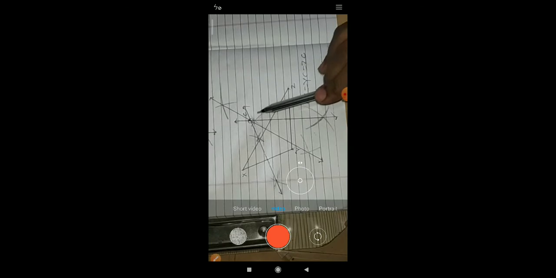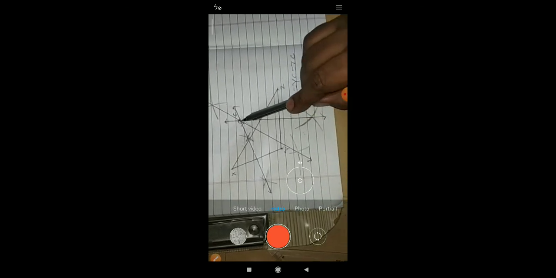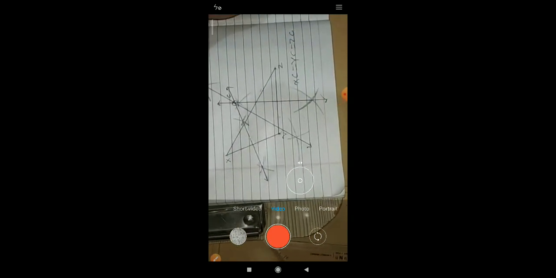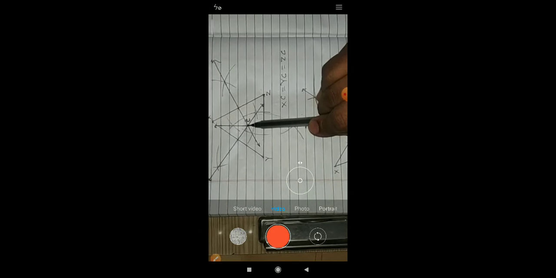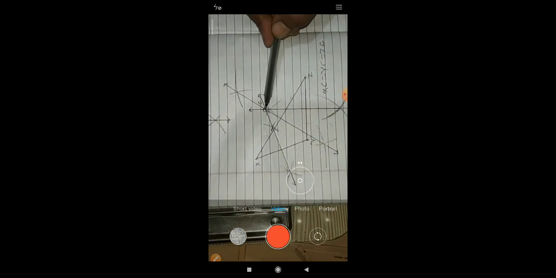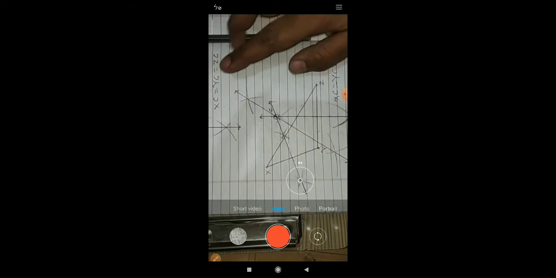The distance between the point of concurrence and the vertex of the triangle is the same. And one more thing: for an acute angle triangle, this point of concurrence is inside the triangle, and for an obtuse angle triangle, this point is outside the triangle. These steps you have to follow, and you have to do both constructions.